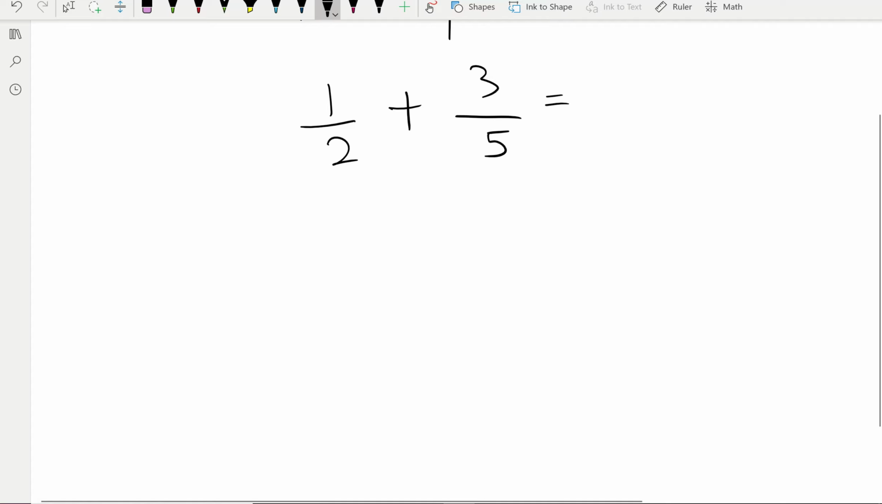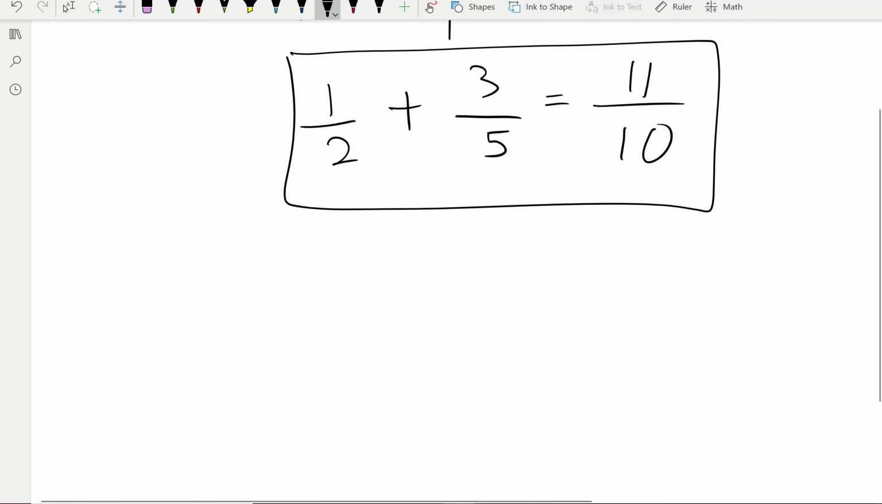Here the common denominator, if you look at 2 and 5, is going to be 10, and the sum is going to be 11/10. I hope you know how to add fractions, okay? That's the assumption I have. So I can easily add these fractions, and this is what we get. So given two fractions, I combine them. Alright, so let's try to do the reverse.